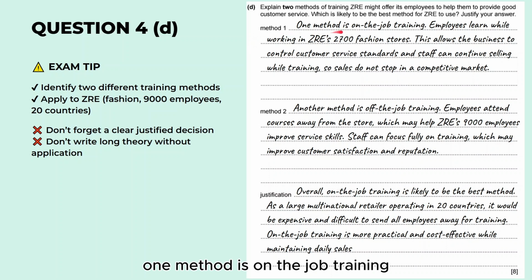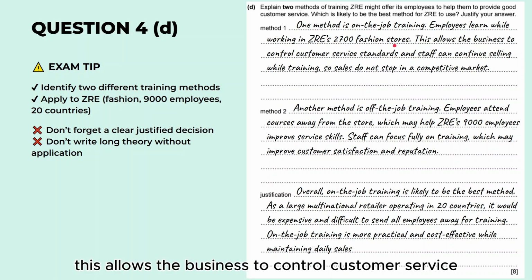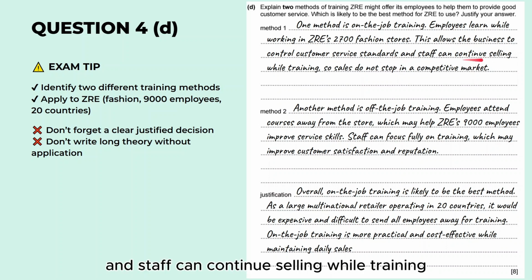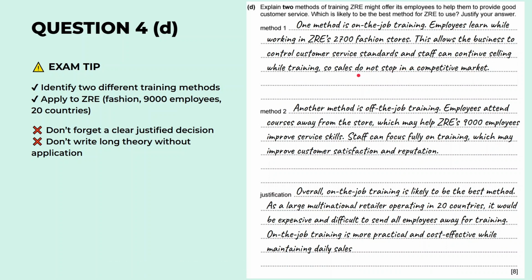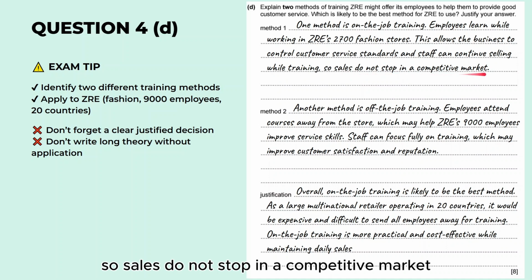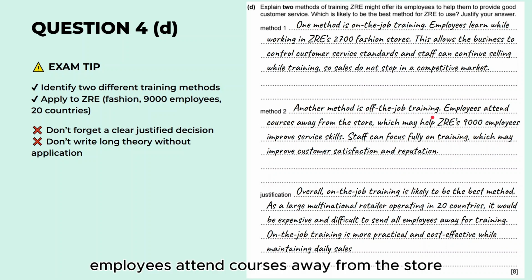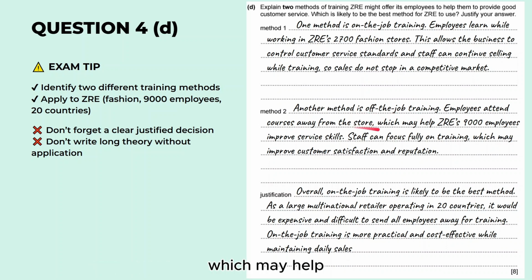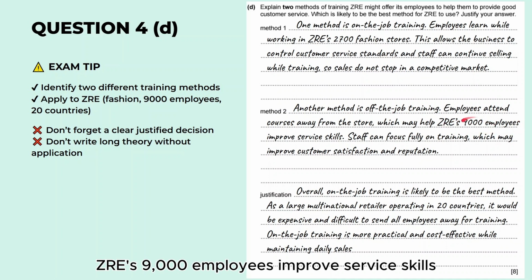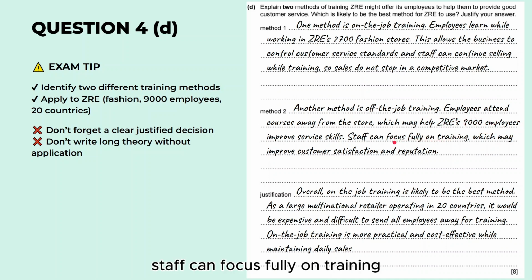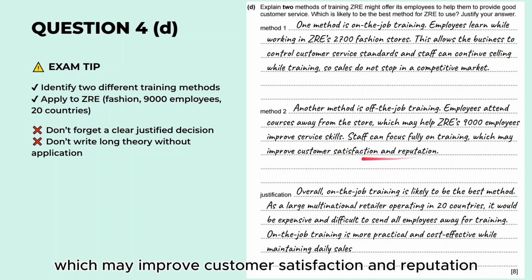One method is on-the-job training. Employees learn while working in ZRE's 2,700 fashion stores. This allows the business to control customer service standards, and staff can continue selling while training, so sales do not stop in a competitive market. Another method is off-the-job training. Employees attend courses away from the store, which may help ZRE's 9,000 employees improve service skills. Staff can focus fully on training, which may improve customer satisfaction and reputation.